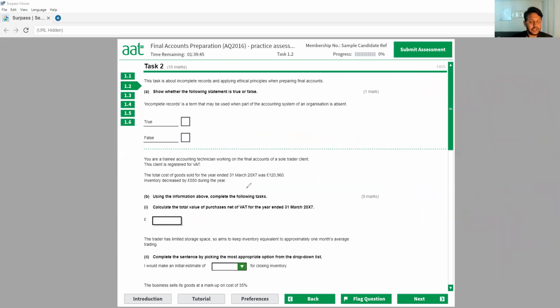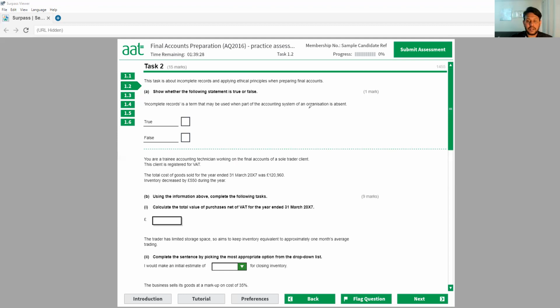All right, so let's have a look at this one. The first one we have here is to show whether the following statement is true or false. Incomplete records is a term that may be used when part of the accounting system of an organization is absent.